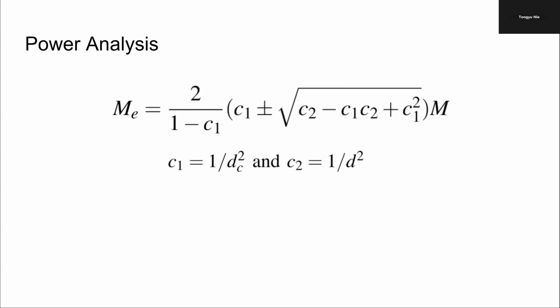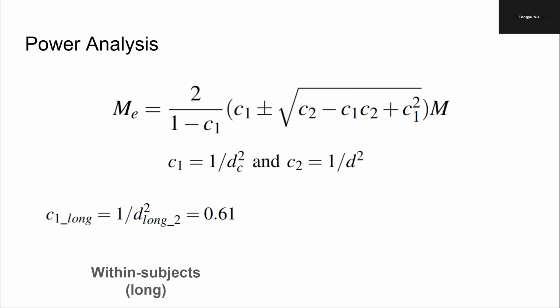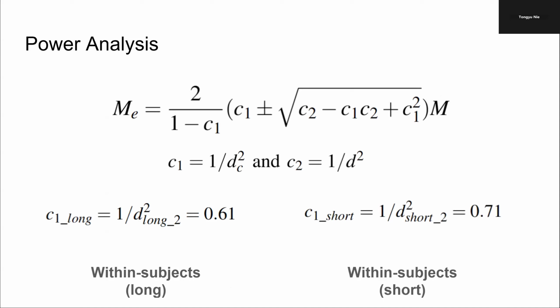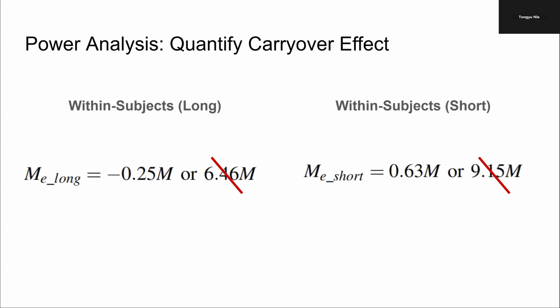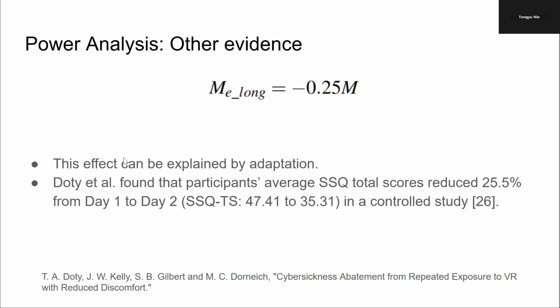Using the adjusted effect sizes, we can plug them into the representation of ME. Here are the results for within-subject long design and within-subject short design. And finally, the results from between-subject design. For studies with long washout periods, we found the carryover effect is minus 25% of the symptoms in the first session. For studies with short washout period, we found the carryover effect to be 63% of the first session symptoms.